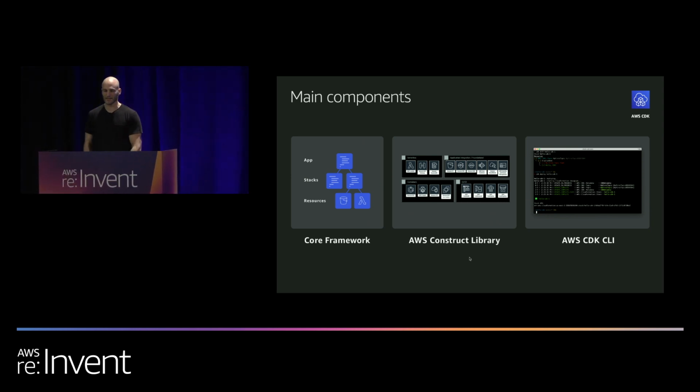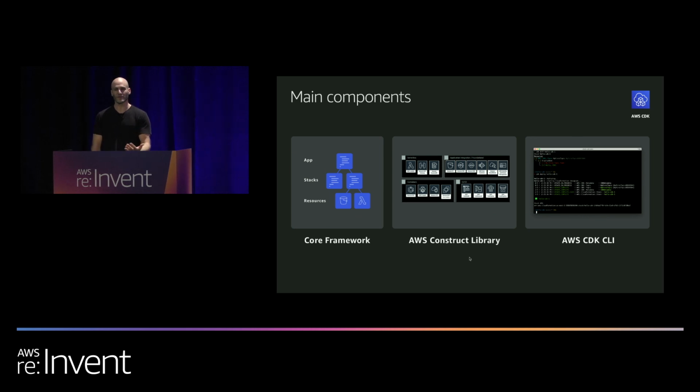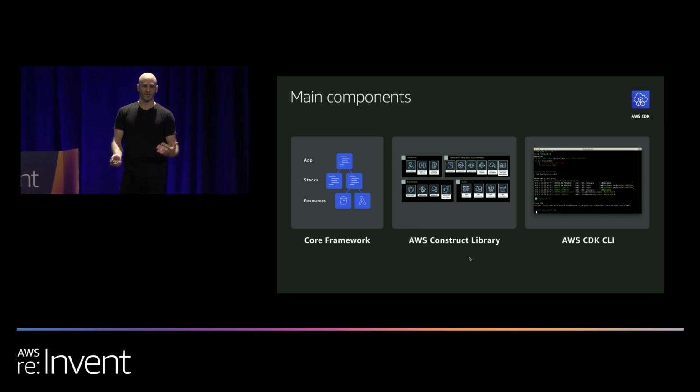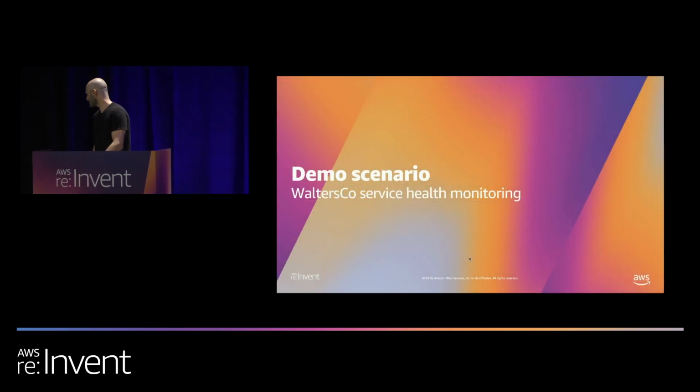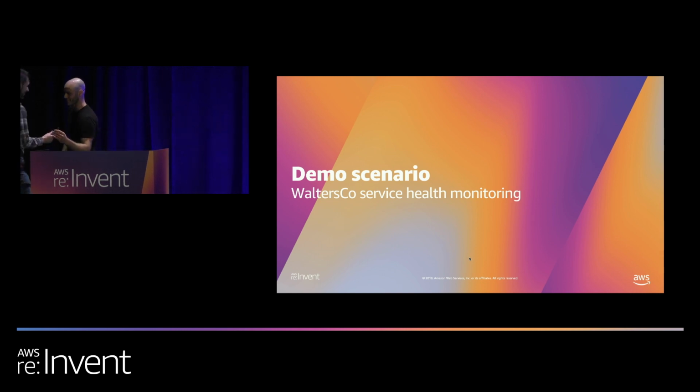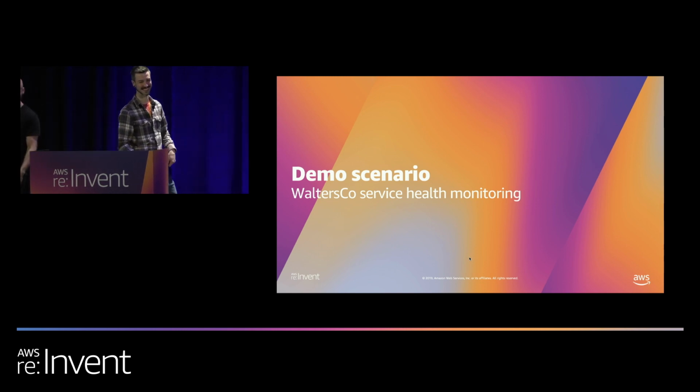The CLI is a command line interface for interacting with CDK applications throughout the development lifecycle. It allows you to synthesize apps, look at the output of the template, diff against the current state, deploy your applications, et cetera. OK, so Jason will walk us through the demo scenario, and then we're going to start coding, hopefully, as soon as possible.